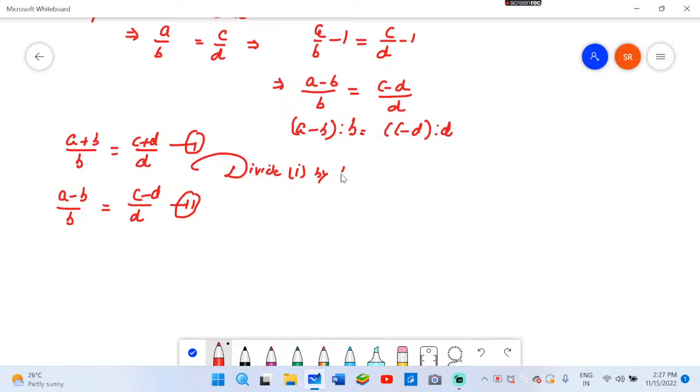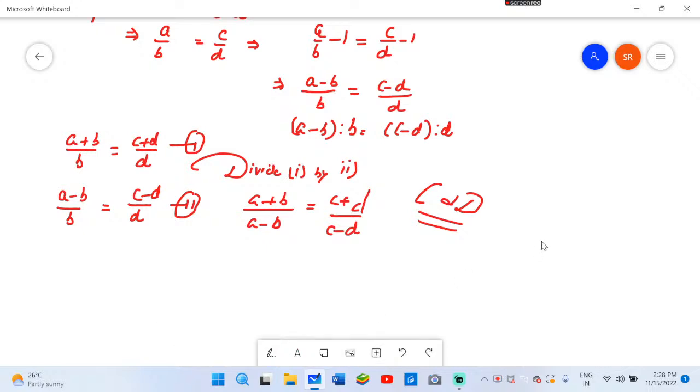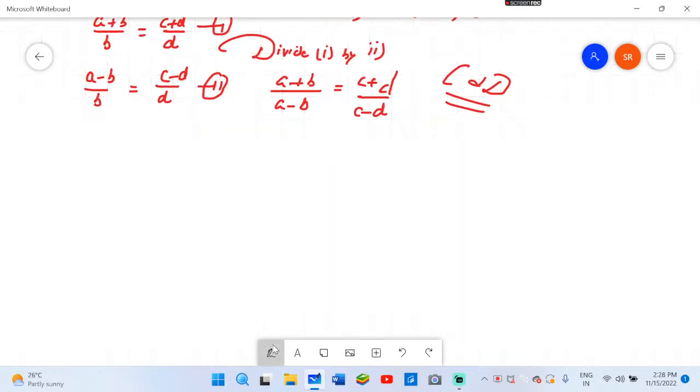Now we divide 1 by 2. When we divide, this B will be cancelled. The D will also be cancelled. What remains behind? A plus B upon A minus B equal to C plus D upon C minus D. And we will call it together componendo and dividendo. On the top side we add, on the bottom side we subtract.